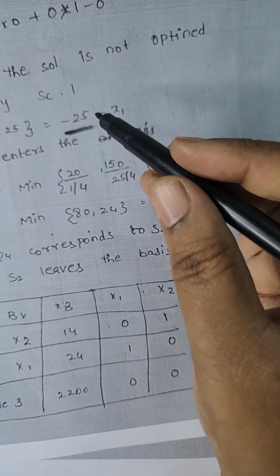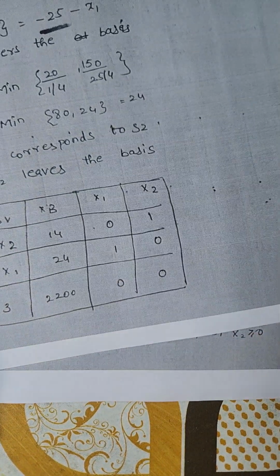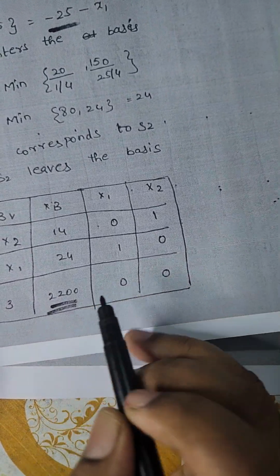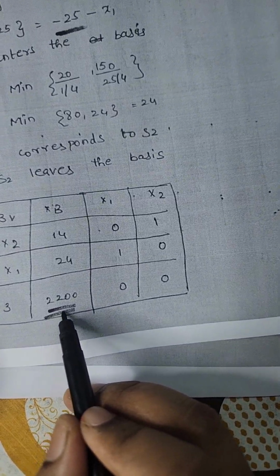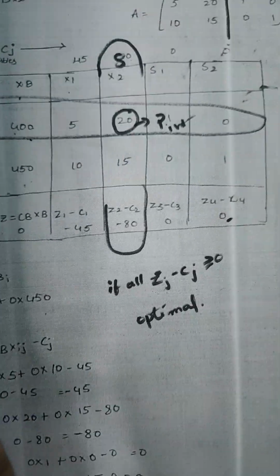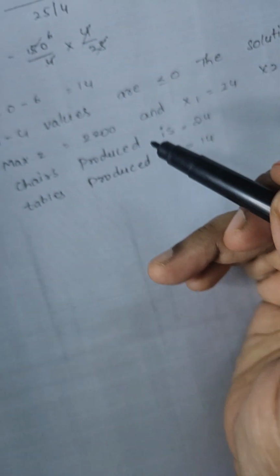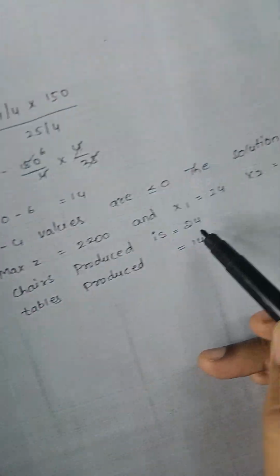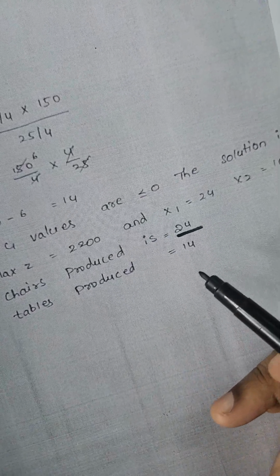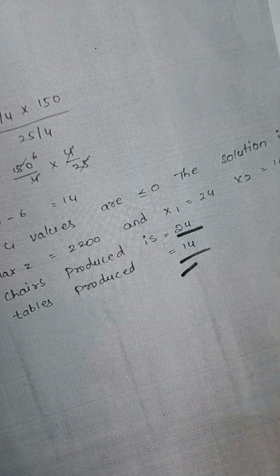In the same way, again we will find the new table. In the new table, we will find the max Z value as 2200. So this is the maximum profit. So the maximum profit is 2200. Number of chairs we need to produce is 24. Number of tables we need to produce is 14.